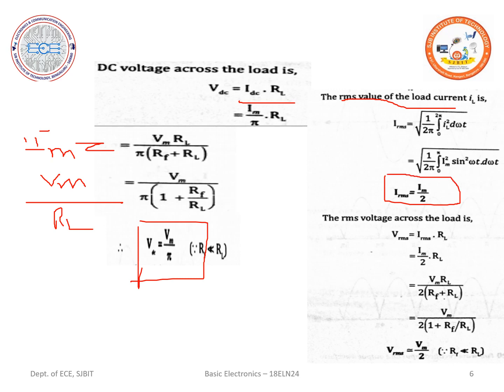2. Calculate the VRMS, where VRMS is equal to IRMS into RL. Substitute, we know IRMS is Im by 2 and we know Im as Vm by RL. So it is nothing but my VRMS would be equal to Vm by 2.